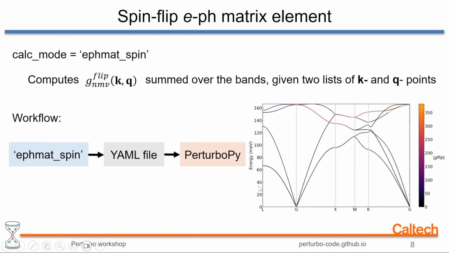And here on the right is the phonon dispersion of diamond overlaid with a color map of the spin flip matrix elements. And we can see that certain regions of certain phonon modes have stronger spin flip matrix elements than others.